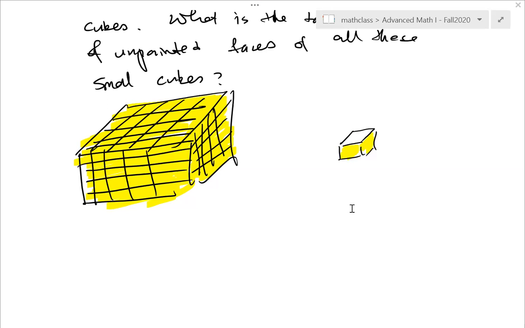Please find a good way to find the surface area, because otherwise there are just too many little cubes, right? Some faces are not painted. The direct way would be to look at all those little cubes and count those faces which are not painted.